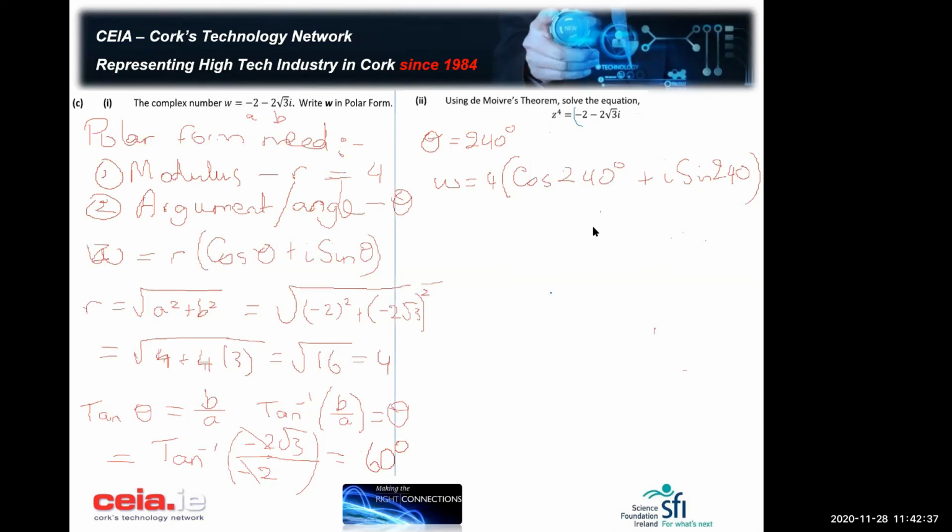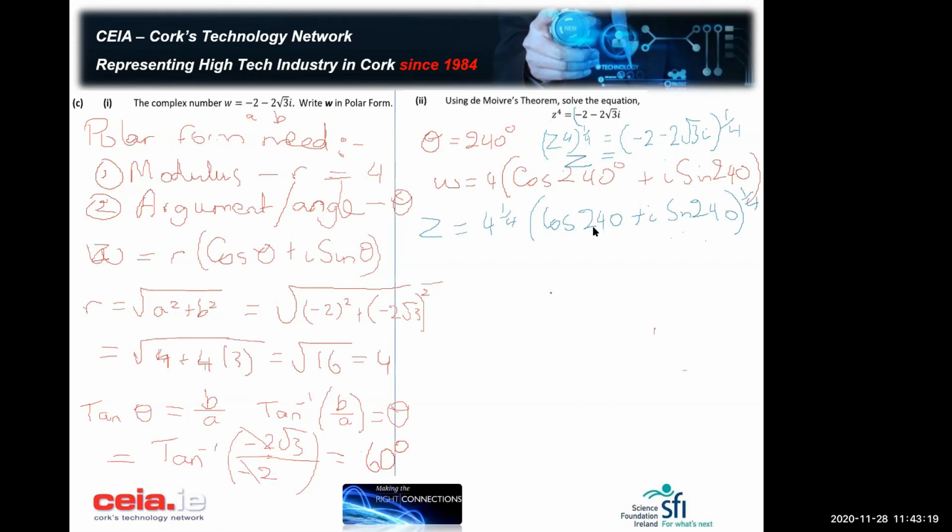So to find z, it's z to the power of 4, the power of a quarter, is equal to minus 2 root 3i to the power of a quarter, in order for us to get from z to the 4 back to z. I hope you understand that. That means z is equal to that. So that means z is going to be equal to 4 to the power of a quarter by cos of 240 plus i sine 240, all to the power of a quarter.